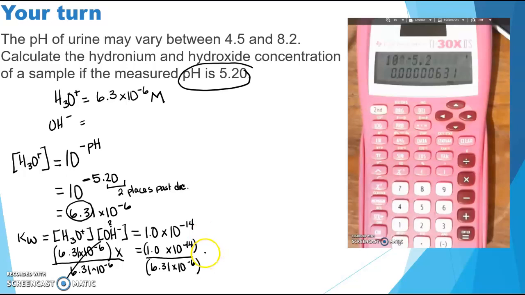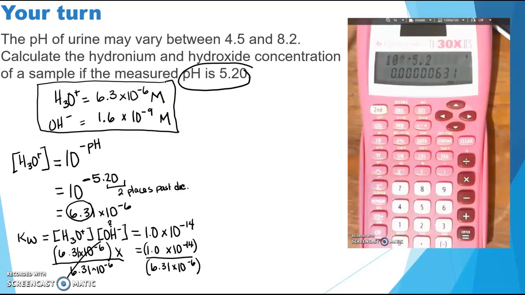And when I do that, I get a value of 1.6 times 10 to the negative 9. And again, moles per liter. So I think the last thing that you want to do in a problem like this, because this is our answer, this is what they asked us for, the hydronium ion concentration of this urine sample and the hydroxide ion concentration of this urine sample, is to kind of ask yourself, does that make sense?